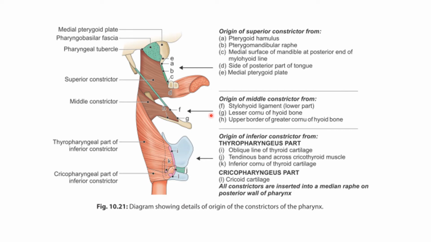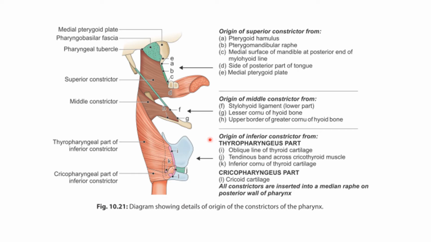Coming to the origin of the middle constrictor, it is taking origin from the lower part of the stylohyoid ligament. This is the stylohyoid ligament. This is the hyoid bone. So from the lower part of the stylohyoid ligament, the lesser cornu of the hyoid bone and the upper border of the greater cornu of hyoid bone.